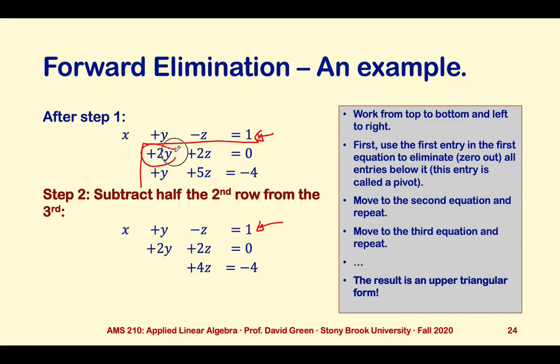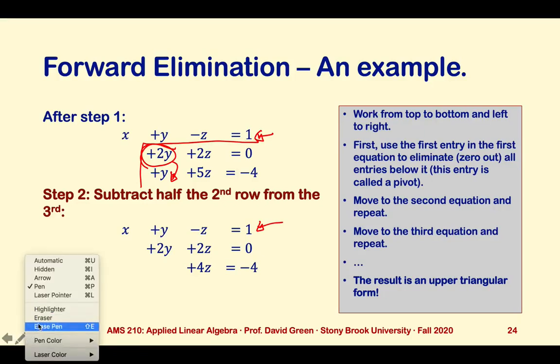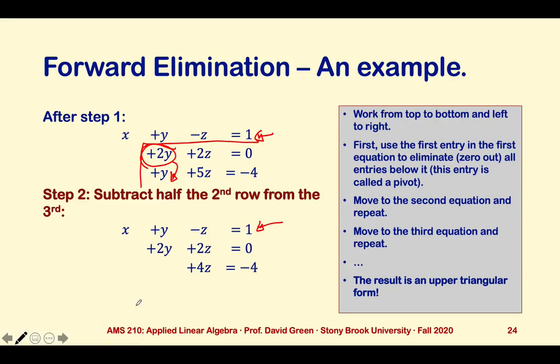The leading entry in the second equation is going to be our next pivot, and we want to use this to eliminate the entry below. What are we going to need to be able to do that? Well, we have a y in the third row and a 2y in the second. The subtraction we're going to need to do is the third row minus 2 times the second row. Subtract, sorry, not 2 times, half times the second row to get this down to a y. Subtract half the second row from the third.